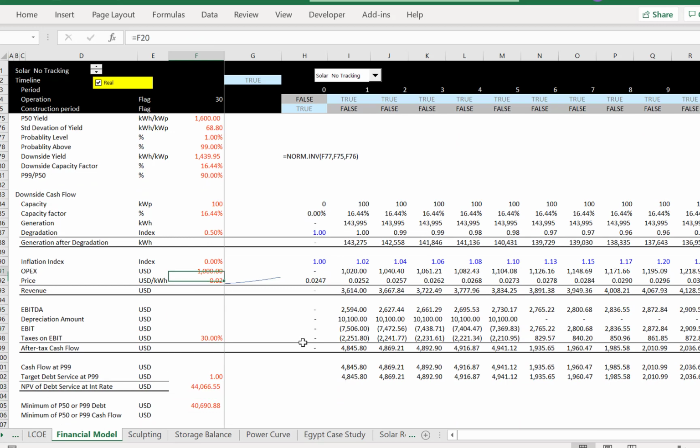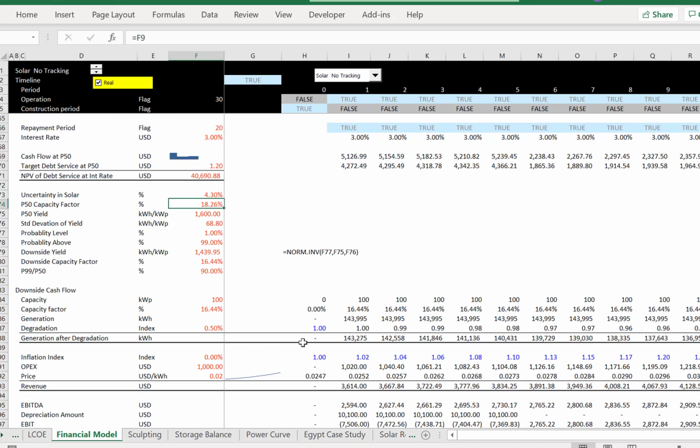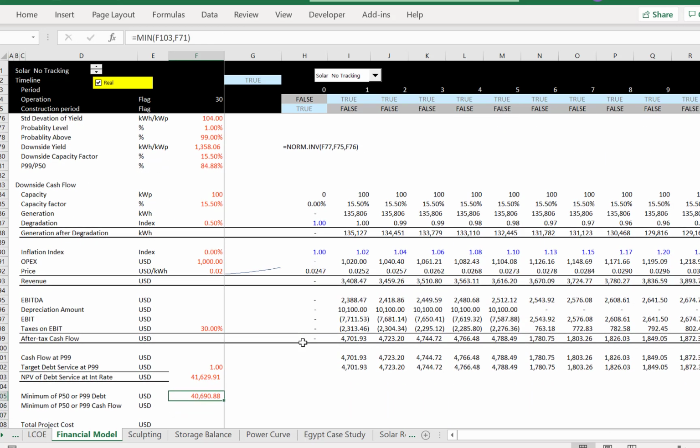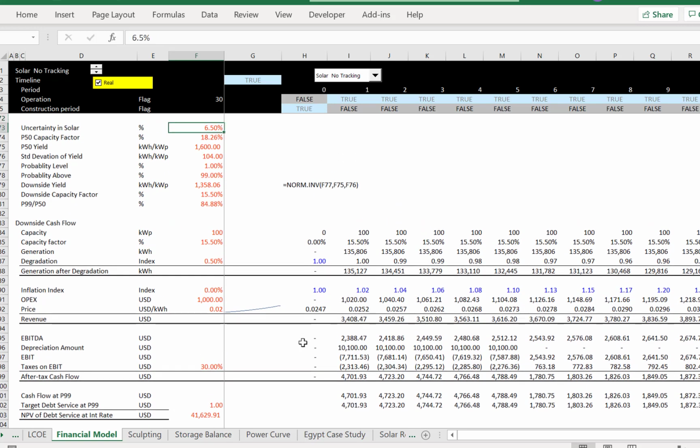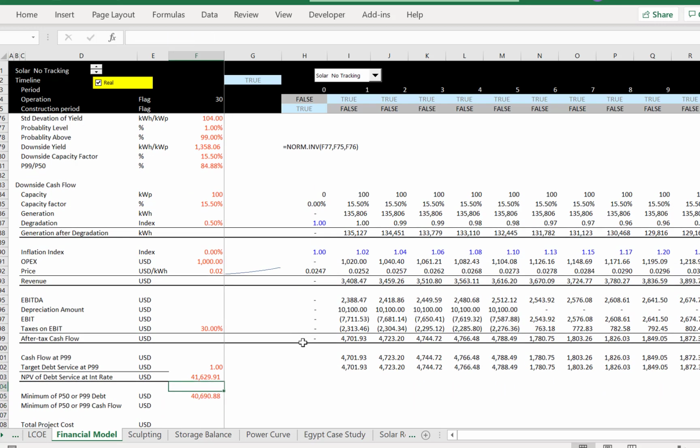And then we can take the minimum of this number, which is 44, or the P50 debt, which is 40. Interesting. Now, if we would change the uncertainty in the solar to, what was that, 6.5 or whatever we had, and then we look at that, it's still the P50 which is driving it. We're not at the P99, and that might well be because of the tax effect.